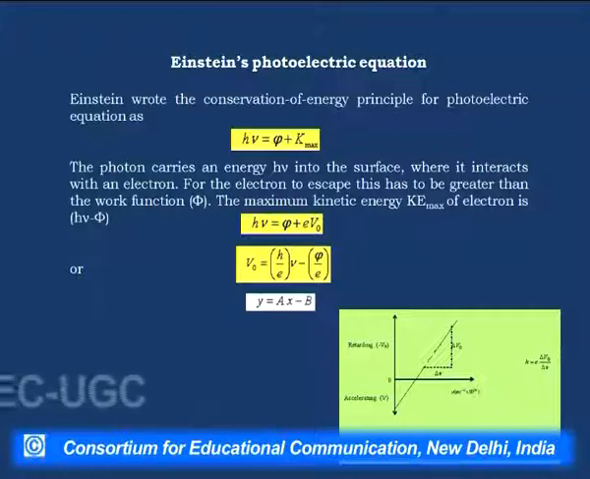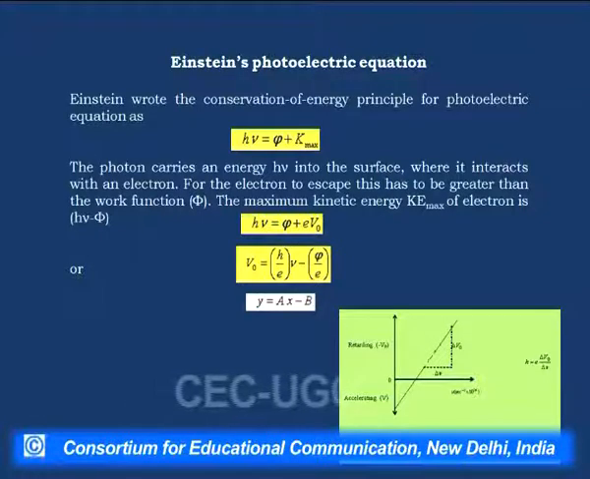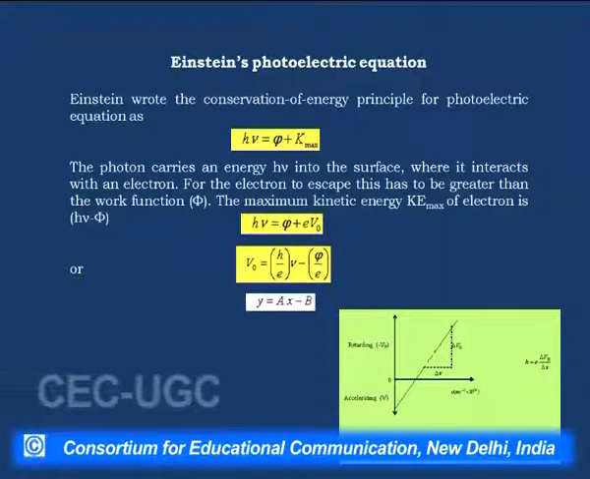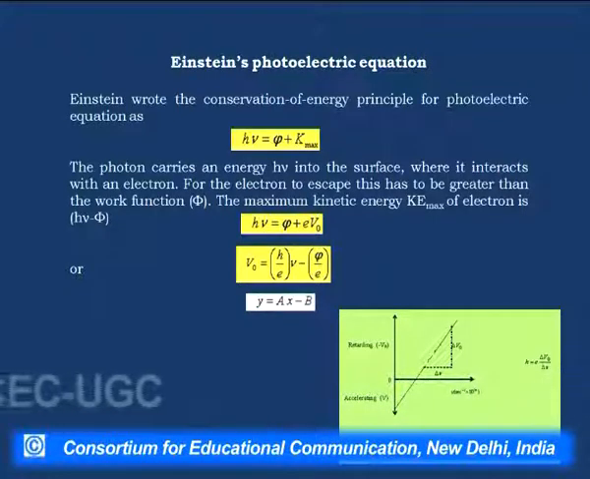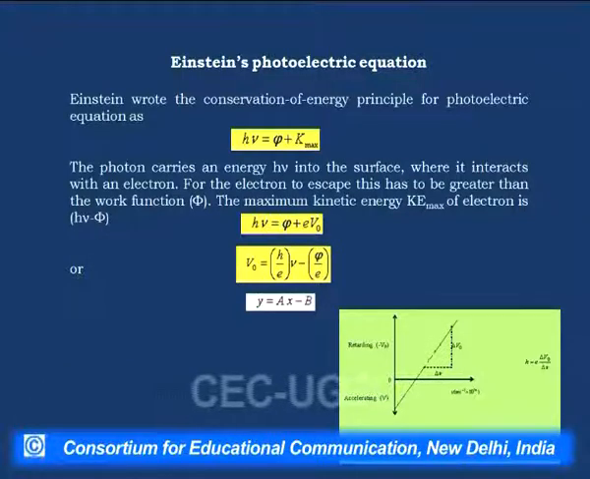h nu is the energy of the incoming photon, and this work function phi is the energy with which the electron is bound to the metal surface, and this energy is shared by the electron. Some of the energy will dislodge the electron from the metal surface, and the rest of the energy will be the kinetic energy of the electron. So, we can write h nu is equal to the work function plus kinetic energy of the electron.